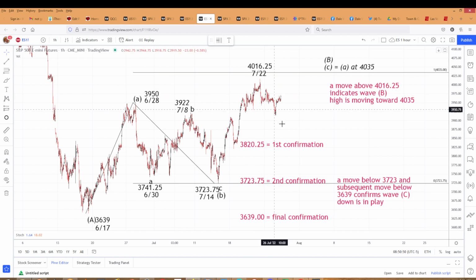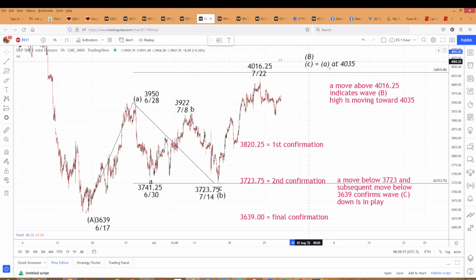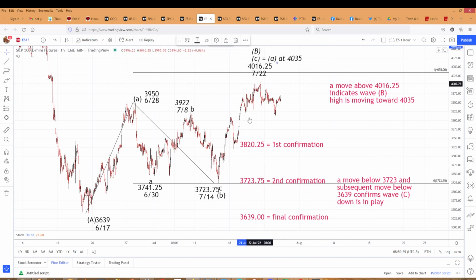We put out to our subscribers, we have trigger points here, or make or breaks, if you will. For this to be here, there, we need to see a break of this low, a break of this low, and a final break of this low. First confirmation, second confirmation, final confirmation, okay? We've got it spelled out there.